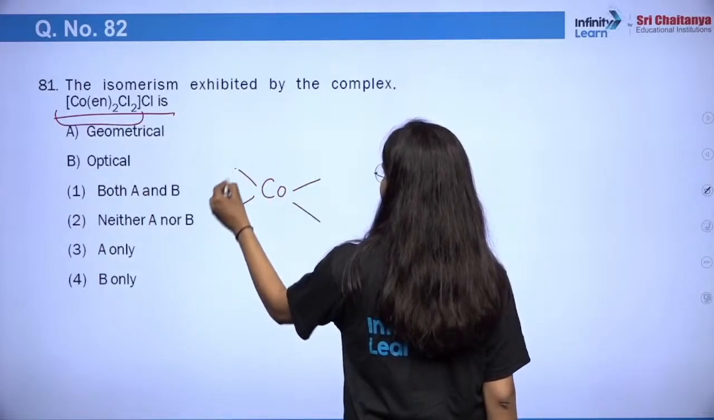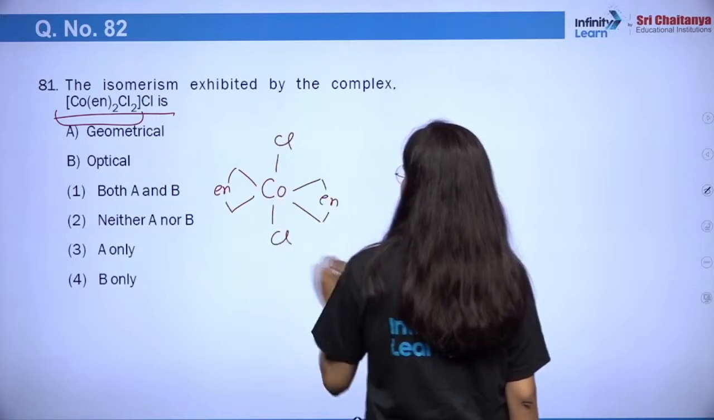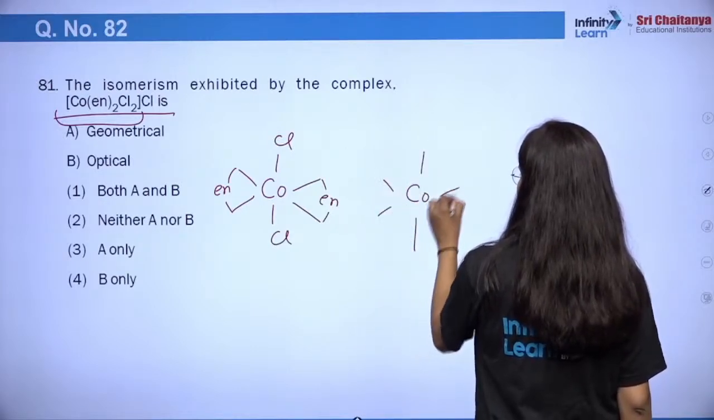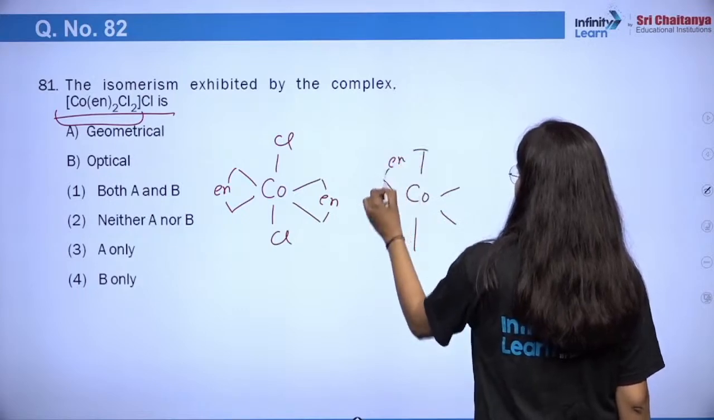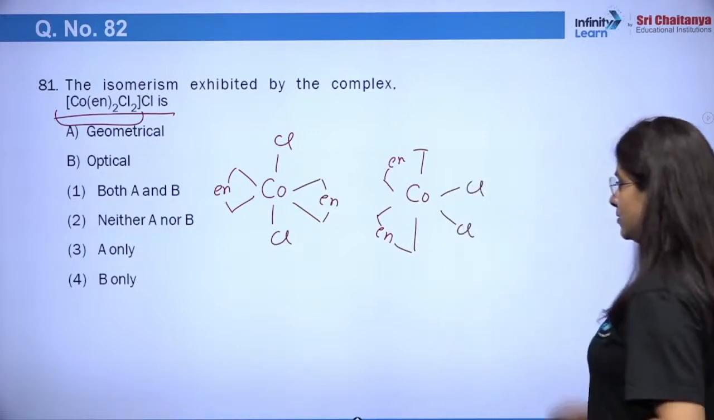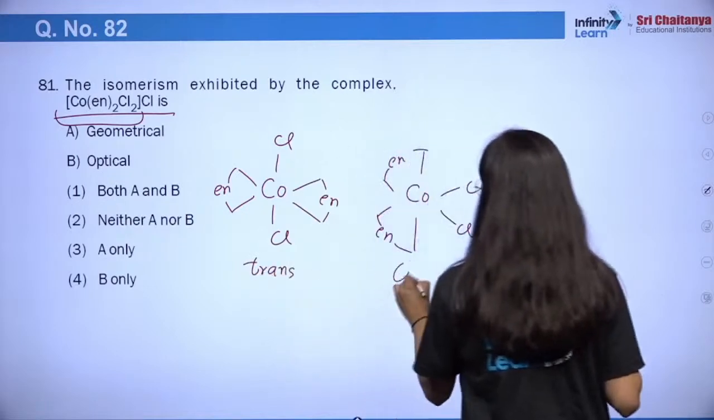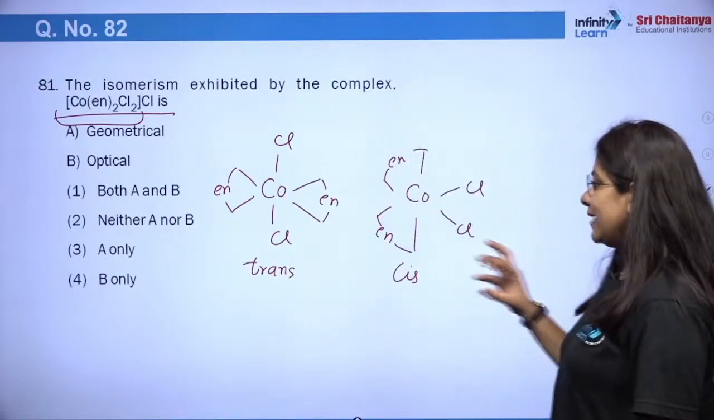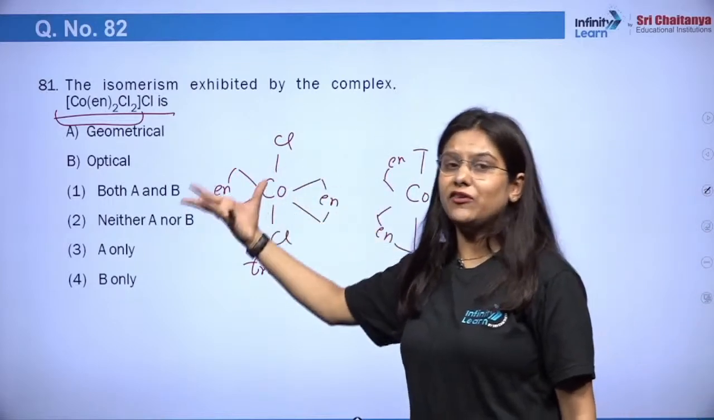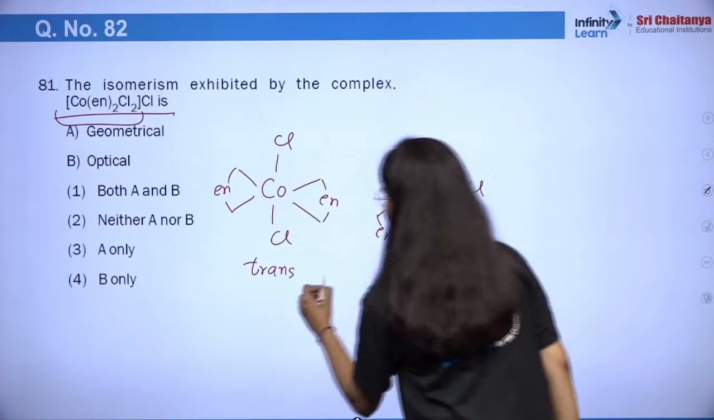So if I am drawing it this way, I can also draw it in this way. This will also be en, and this will be Cl2, right? So we can see here, this is a trans isomer and this will be the cis isomer, right? So what is it showing? It is forming geometrical isomers. Why? Because these ligands can be arranged in cis form and in trans form.